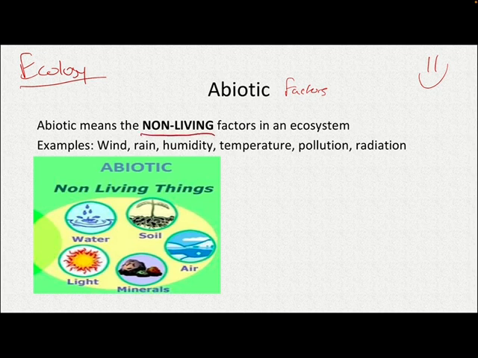All right. So anytime you hear the term abiotic, you are going to think of anything that you might find in an ecosystem, in an environment that is not alive, right? So examples of those can be wind, rain, humidity, temperature, pollution, radiation. Things also like water, they are not alive.